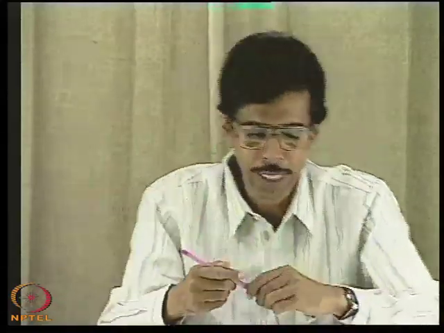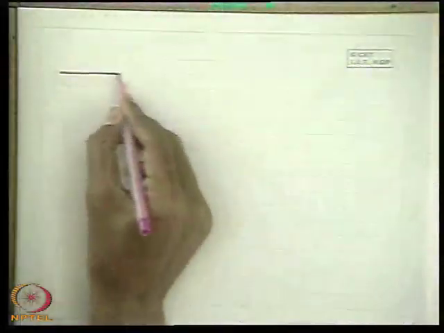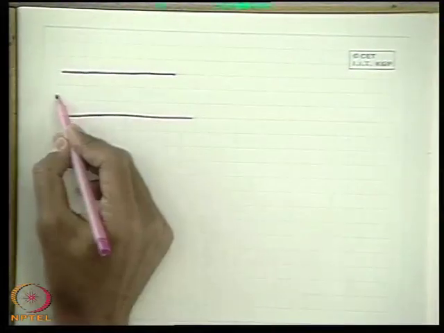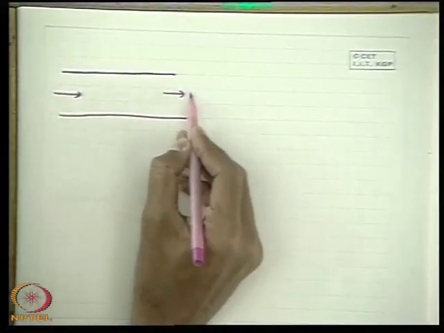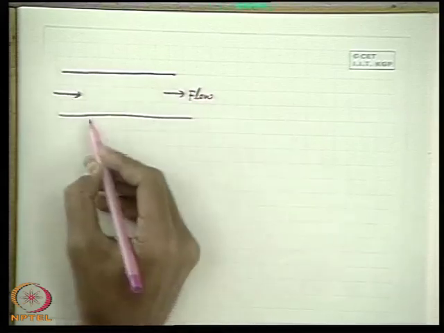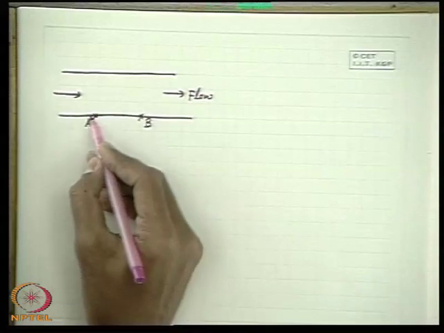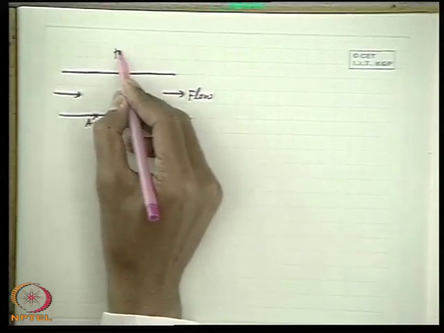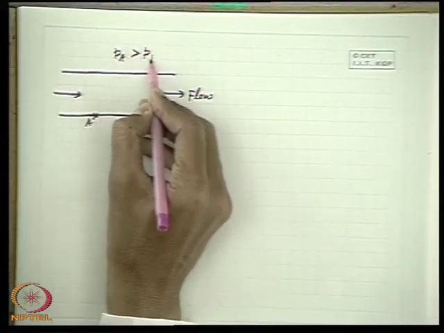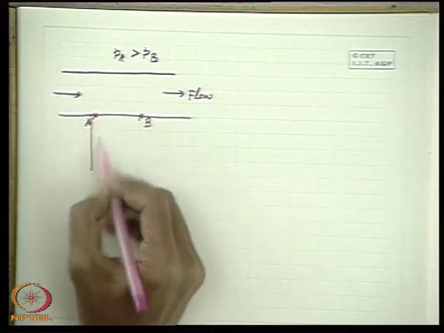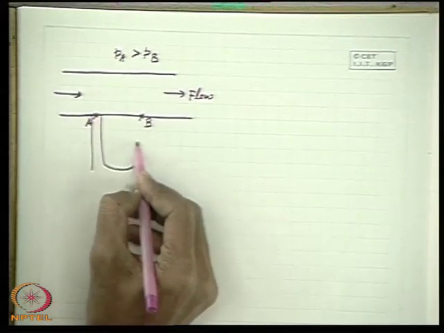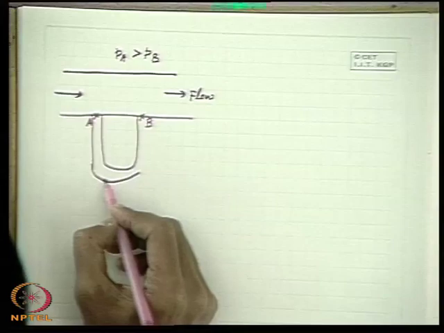And at last we discussed how the manometer registers the pressure difference between 2 points when the fluid is flowing through a pipe. Let us recall this again. There is a pipe where the fluid is flowing in this direction, this is the flow direction. If the 2 points A and B are connected, and the pressure PA is greater than PB, then the difference of pressure is measured by connecting a manometer, which is essentially a U tube, like this.